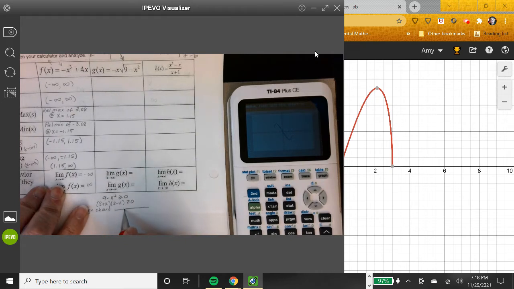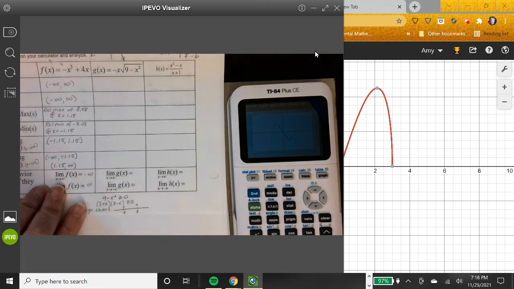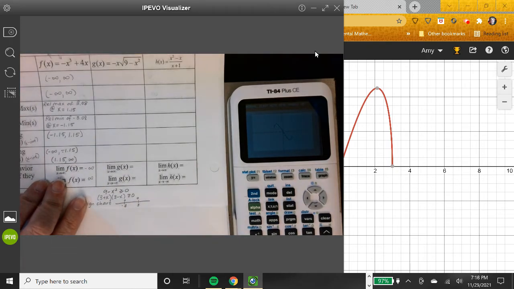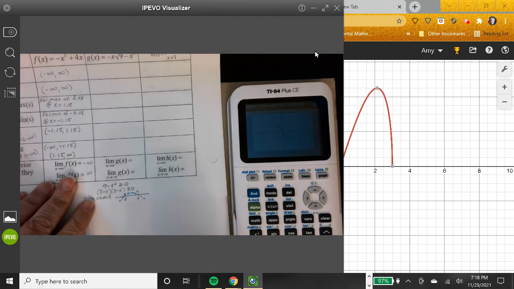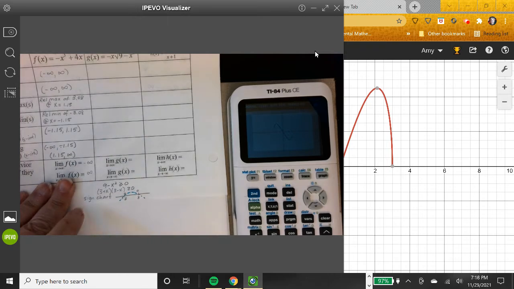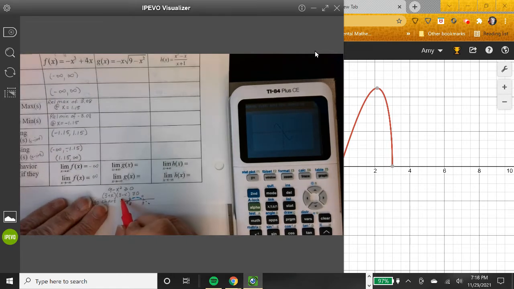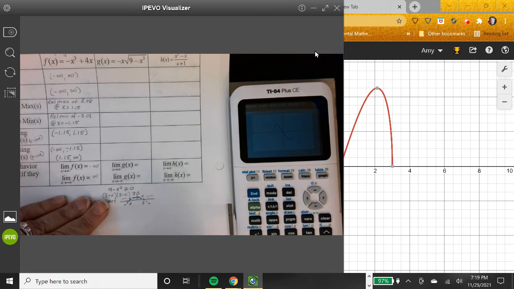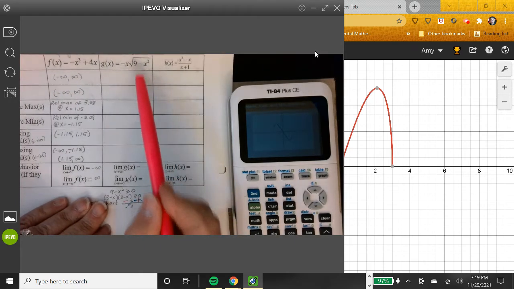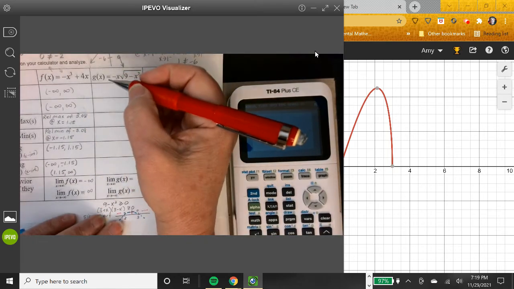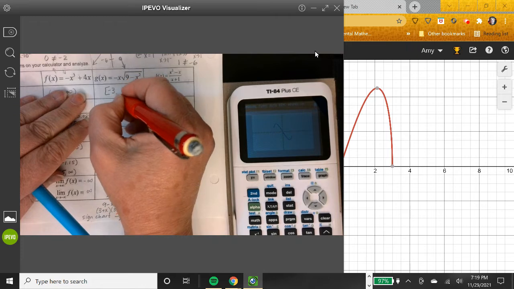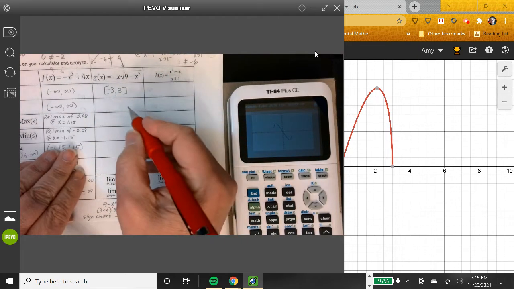My sign chart, and I'm going to put negative 3 on it, and 3, and that's a 0 and a 0. And if I superimpose the graph of this 9 minus x squared, that's a parabola that opens down, right? And its y values are negative, and then positive, and then negative. And I can only take the square root of what kind of numbers? Positive numbers, or 0. So the domain's going to be negative 3 to 3 inclusive.